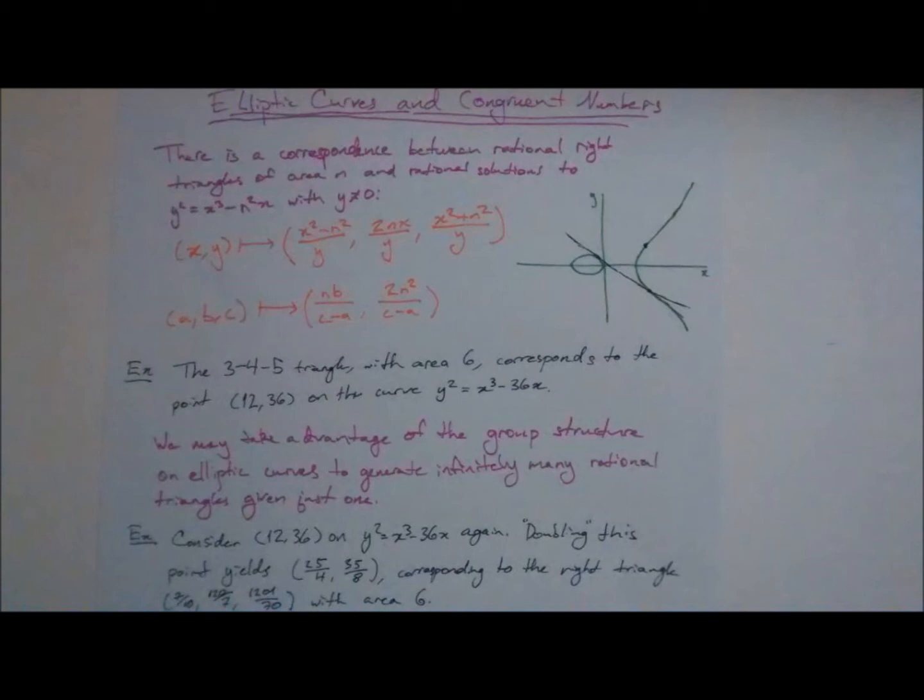Here we can see a specific example. The 3, 4, 5 triangle, which has area 6, corresponds to the point (12, 36) on the corresponding elliptic curve. And when you double this point, you get the point (25/4, 35/8), which gives you this new right triangle, completely distinct from the previous one, but that also has area 6.